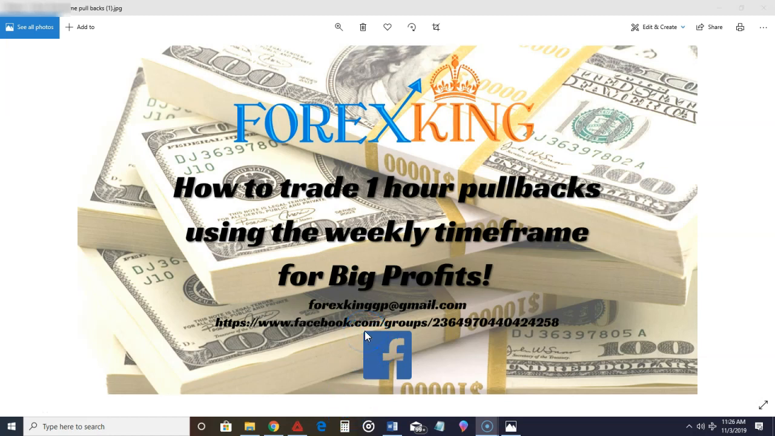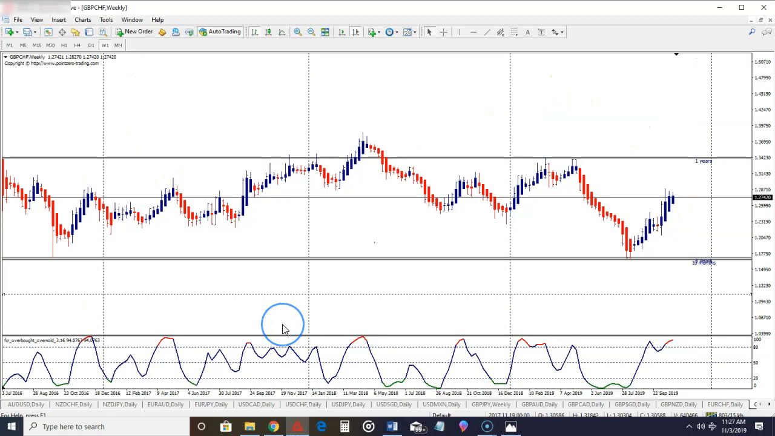So how do you trade 1 hour pullbacks using the weekly time frame for really big profits? Let me show you guys. Here's how we find trades when the new level strategy may not be giving us a signal, or there may not be any trend reversals at the time.